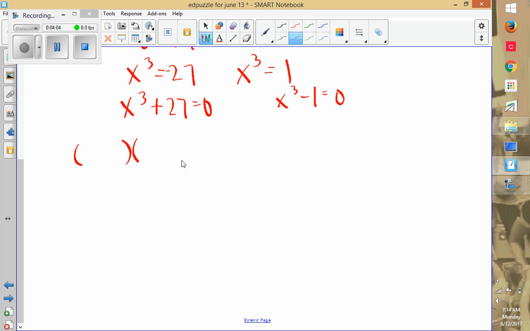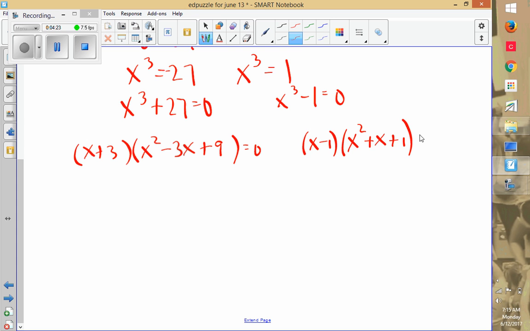So we have a binomial times a trinomial: x plus 3, x squared, opposite sign, 3x plus 9. And we're going to have x minus 1. Make sure your sign is opposite. So you have two numbers right away. x is going to equal negative 3, and x is going to equal positive 1. What are we going to have to do in order to solve for those?